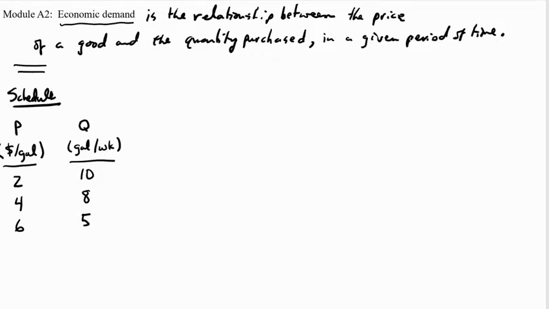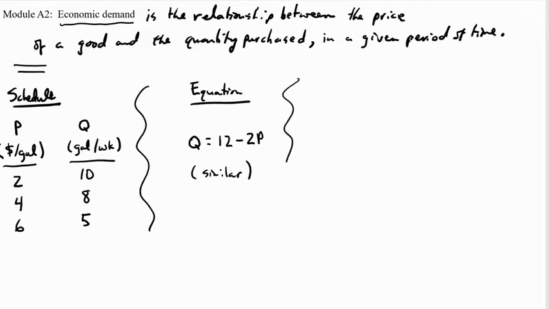We could illustrate a similar economic demand using an equation instead of a schedule. An example of an equation might be that the quantity that they choose to buy is equal to 12 gallons minus 2 times the price in dollars. So this is a similar, though not exactly the same, economic demand.